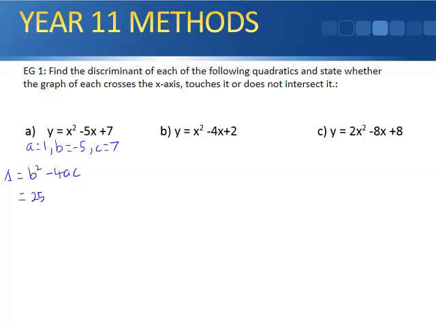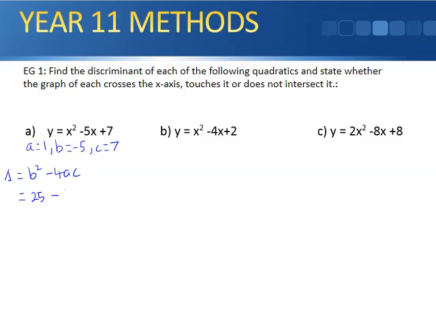Example 1 says, find the discriminant of each of the following quadratics and state whether the graph of each crosses the x-axis, touches it, or does not intersect it. So the first one, remember my a here is the one in front of the x squared, which is 1. b is -5. And c equals 7. Now really, the discriminant, we only need to work out b squared minus 4ac, and that's for all of them.